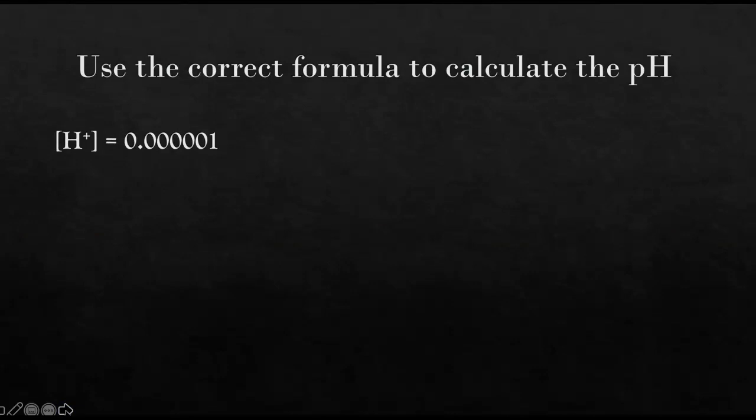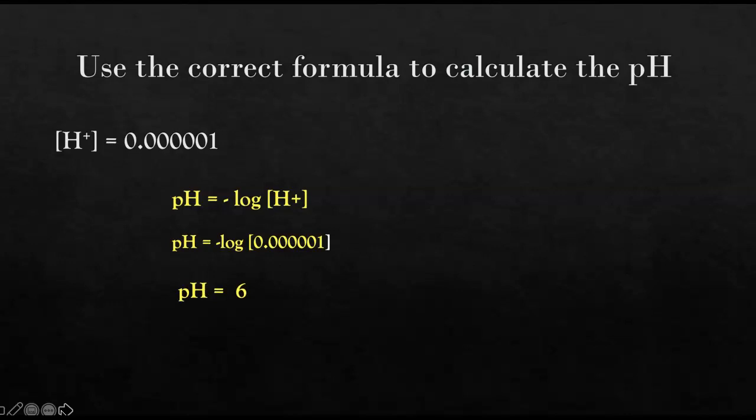All right, now calculating pH. See what you can do here. Hopefully you use the formula, is that right here. pH is the negative log of the hydrogen ion concentration. And simply plug that into your calculator, negative log 0.000001. And you got a pH of 6, of course slightly acidic.